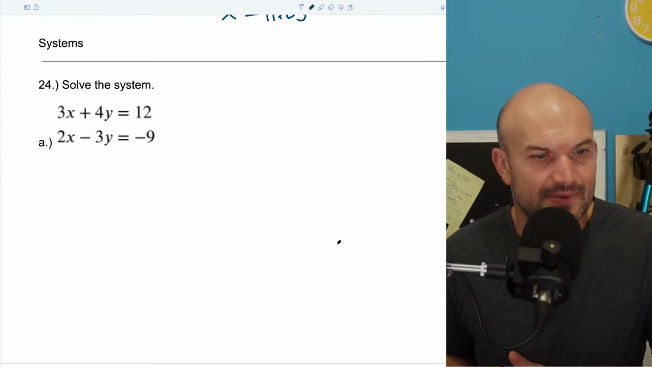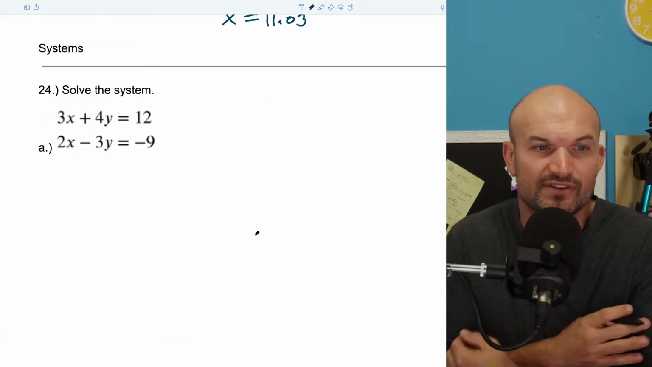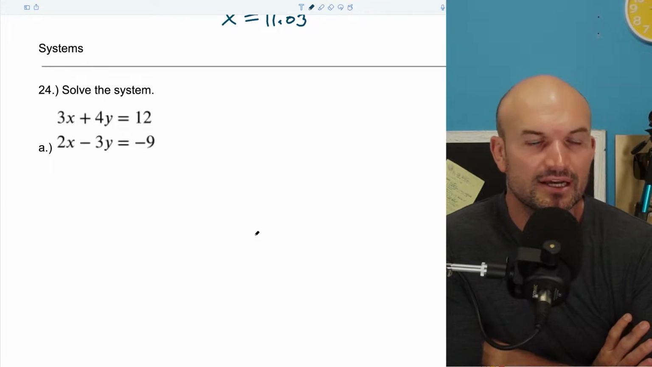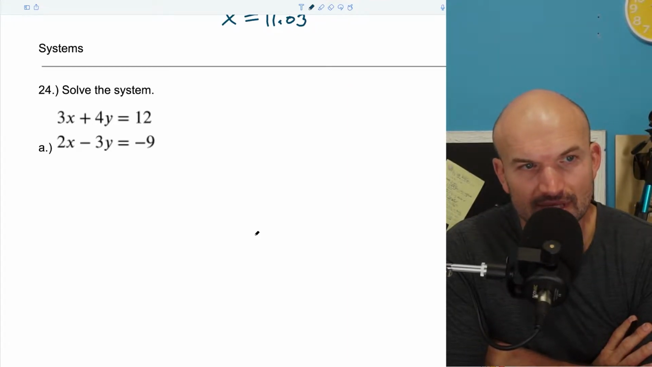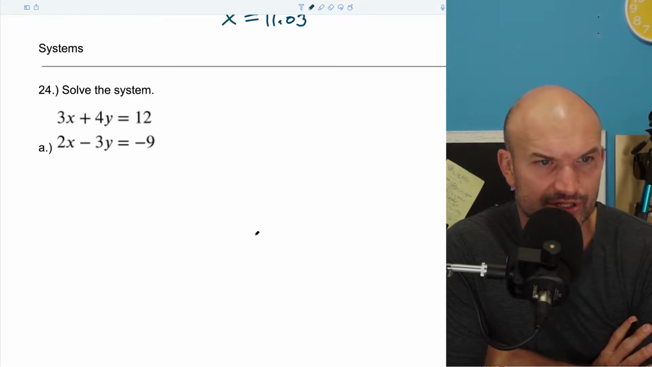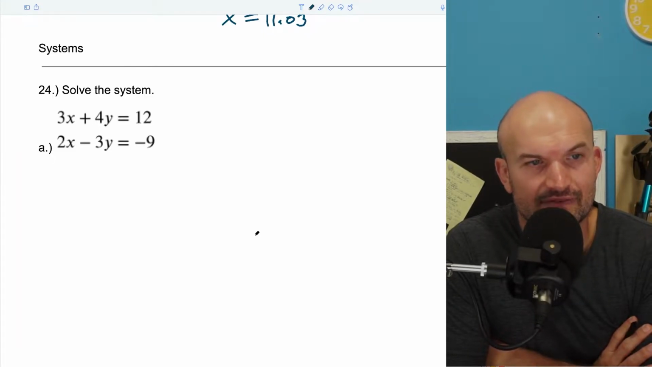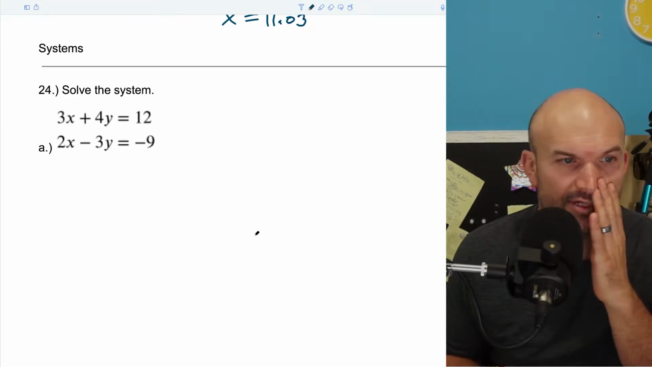All right, last but not least here is doing some systems of equations. So let's just practice solving. Remember, you could graph it, you could use substitution, you could use elimination. In this case, it actually doesn't tell me what to do. So unless I have a variable that's already isolated, I'm just going to use elimination.